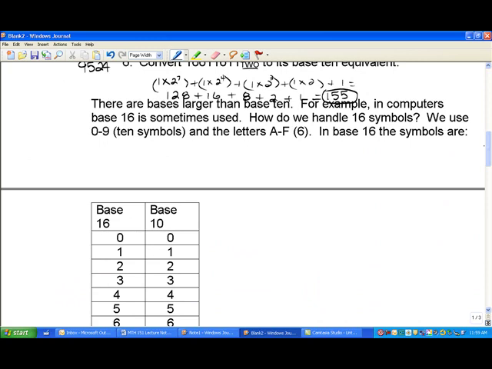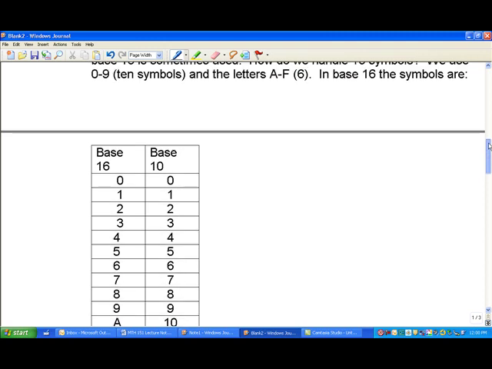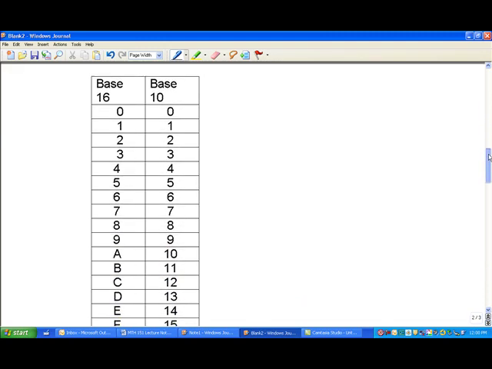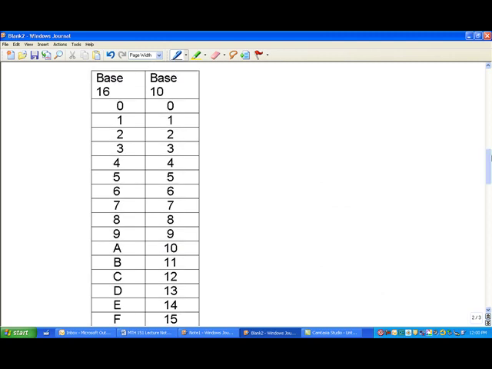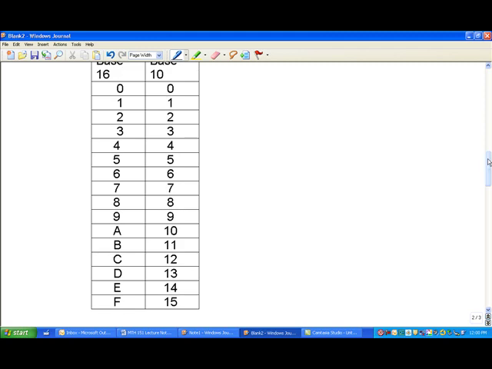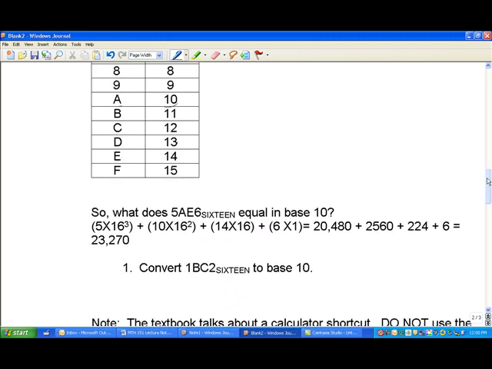Okay, now sometimes we do have bases larger than base 10. For example, in computers, very often they work with binary, octal, and also hexadecimal, base 16. And so what I have here is listed the base 16 symbols. For base 16, we would need 16 symbols to represent that particular base. And so notice when we get to 10 that we use the symbol A to represent 10. For 11 we use B, for 12 we use C, for 13 we use D, for 14 E, and for 15 we use F.